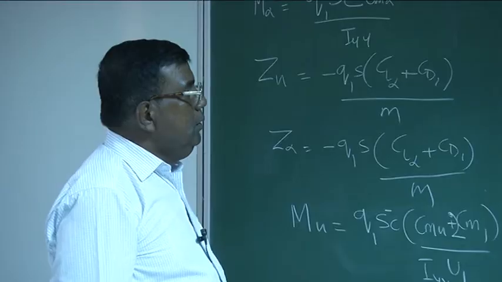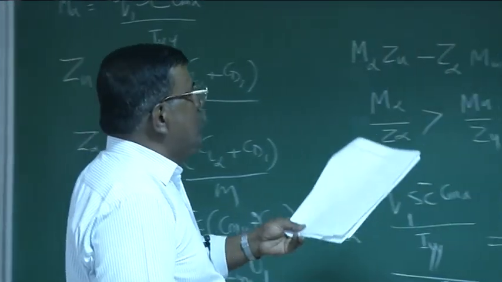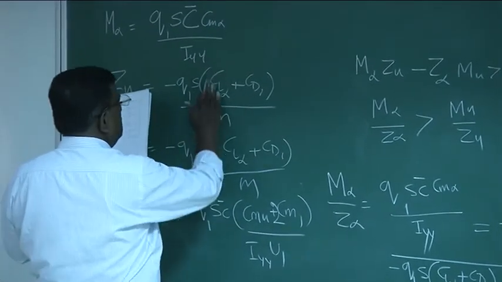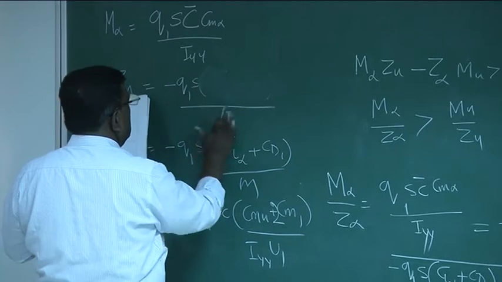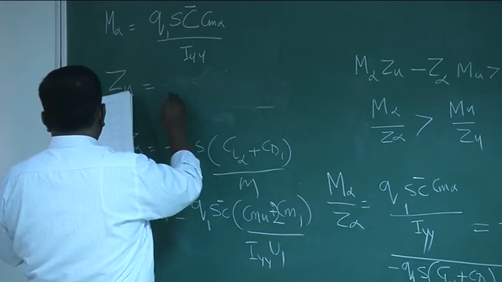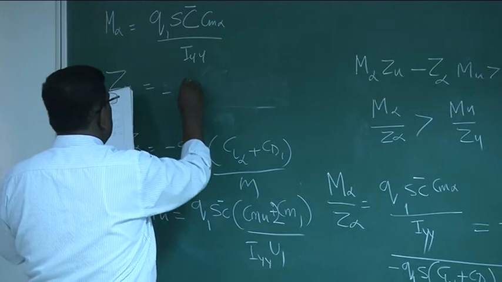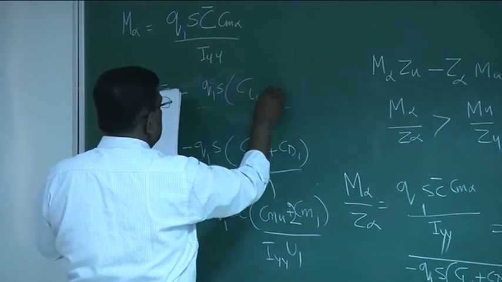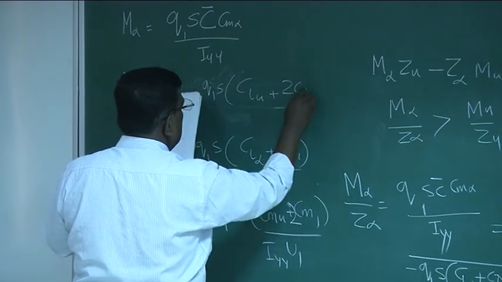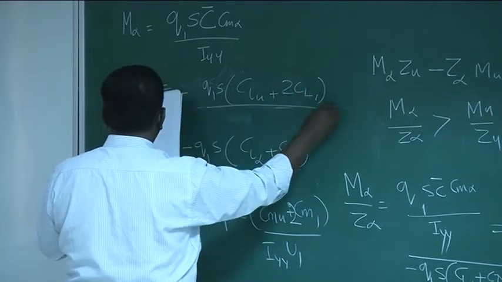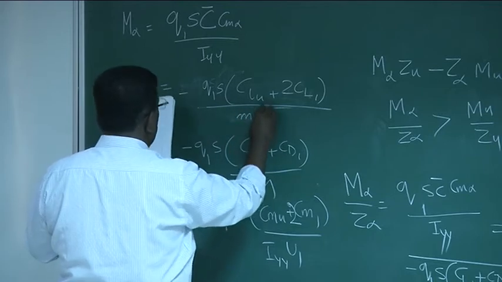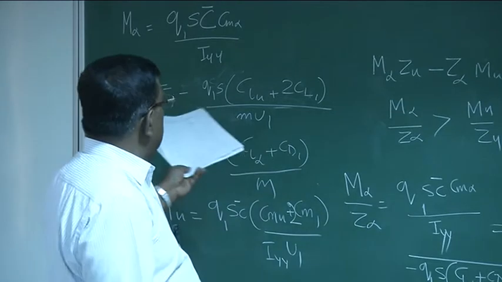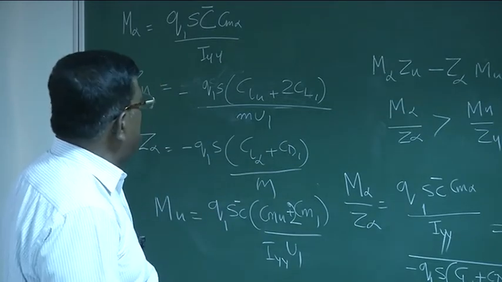You can see that you have to substitute the expression for Zu, and if you see Zu here, this is wrongly written. This is CL. So let me correct it, and you all should correct it. Zu should be minus Q1 S CLU plus 2 CL1 divided by M U1. So that was wrongly written. Please correct it.